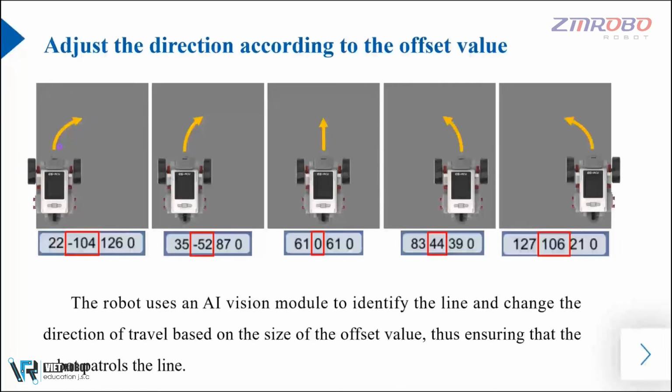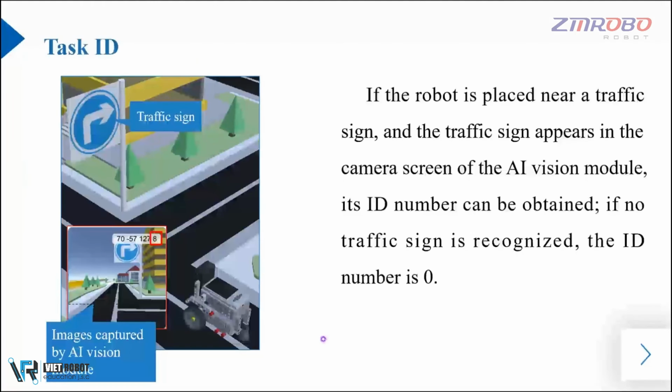Therefore, the Visual Line Patrol is that the robot uses the AI Vision module to identify the line, and changes the direction of travel according to the size of the offset value, so as to ensure that the robot can walk along the line. If we place the robot near a certain traffic sign, and this traffic sign appears in the camera screen of the AI Vision module, we can get the ID number of this traffic sign. If this traffic sign is not recognized, the returned ID number is 0.